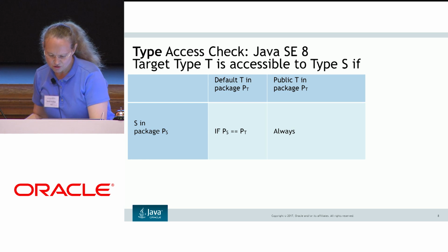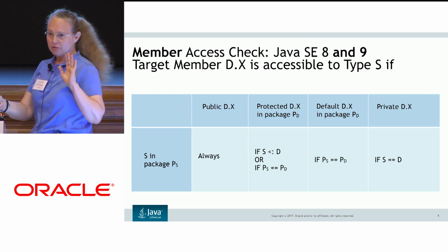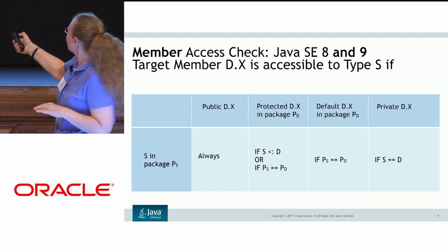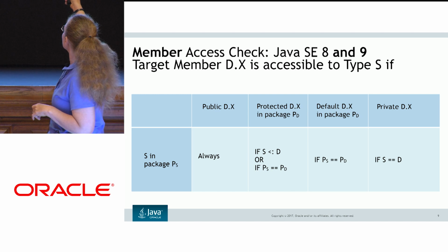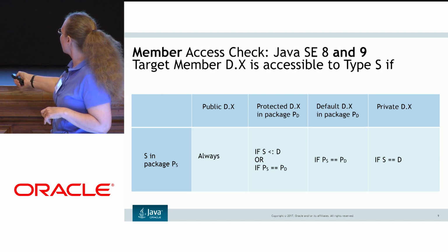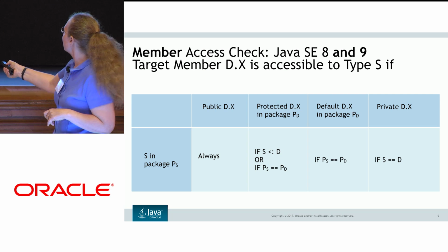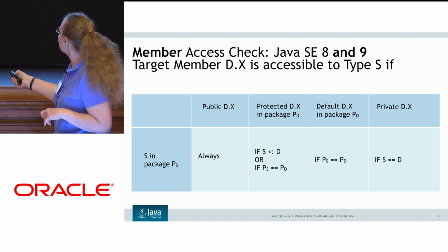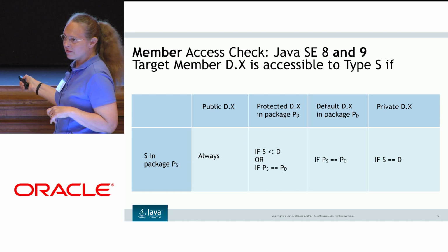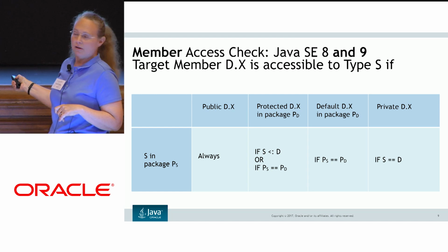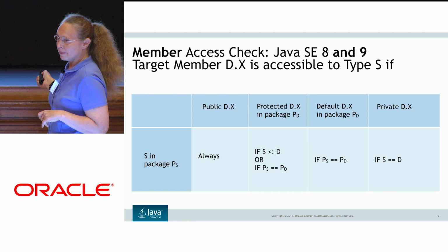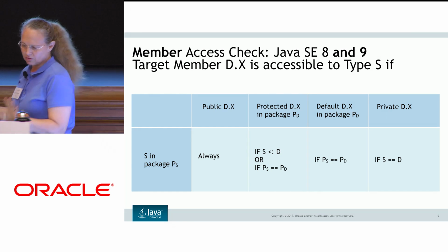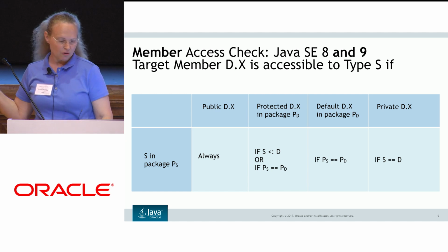So that was easy. So member access check. This is the review without change, right? You all know this one too. Same kind of syntax. Is target member D.X accessible to type S? So once again, we have S in package P sub S, and then we have the different member access flags. Public, always. Protected, this means if S is a subtype of D, where D is the declaring class of X, or if they're in the same package. Default, if they're in the same package. Private, if they're the same type, right? So all of this is familiar. Just wanted to put up there so when I change these, you'll notice the difference.